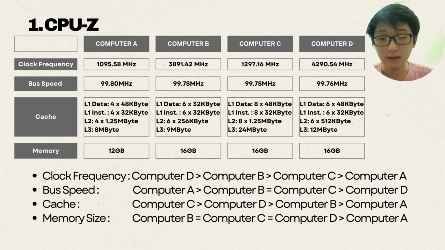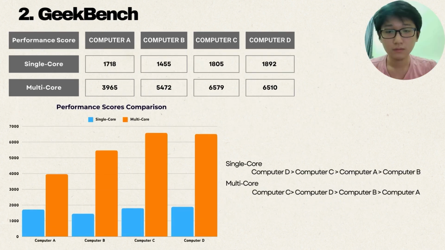For the cache size, the largest one is Computer C, followed by D, B, and the smallest one is Computer A. For memory capacity, Computers B, C, D have the same capacity, 16 gig, and Computer A has smaller, 12 gig. For Geekbench, the single core score, Computer D has the best score, followed by C, A, and B. For the multi-core score, Computer C has the highest score, followed by D, B, and A.